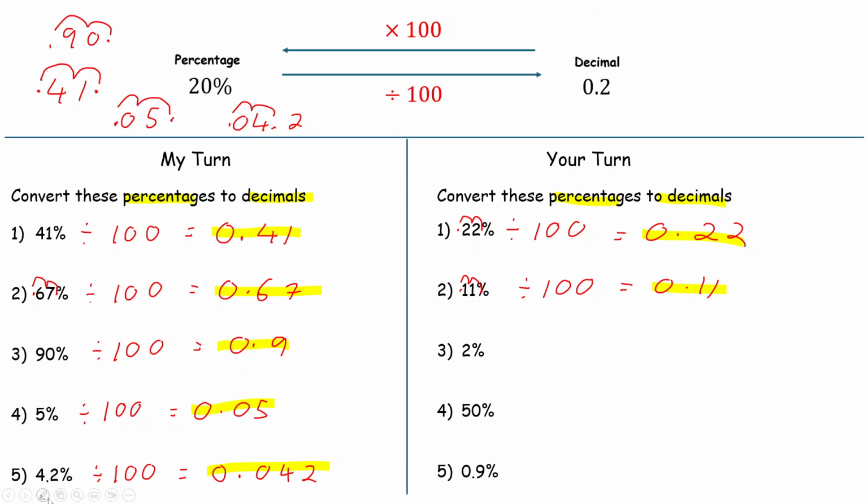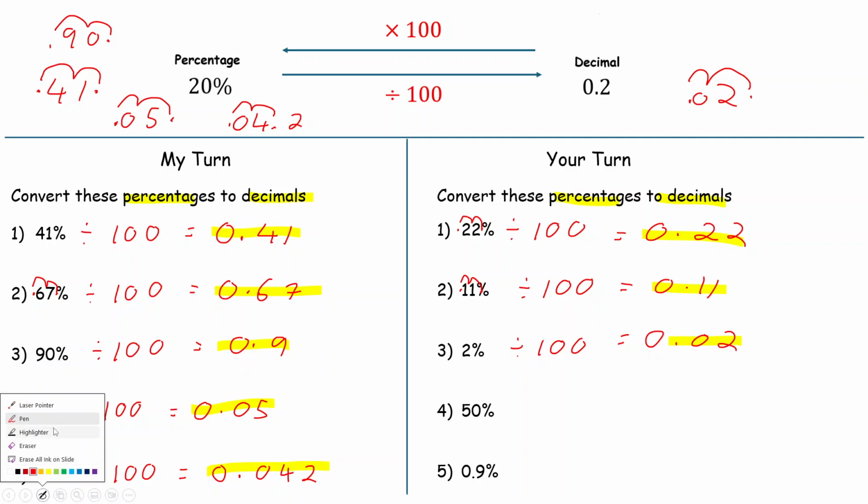Your third one, we've got 2%, again dividing through by 100. If you're at 2, it's 2.0 effectively, isn't it? So 2, going back by 1, 2 to 0.02. There we go. Because you wouldn't write just .02, you would write 0.02. Let's highlight the whole thing.